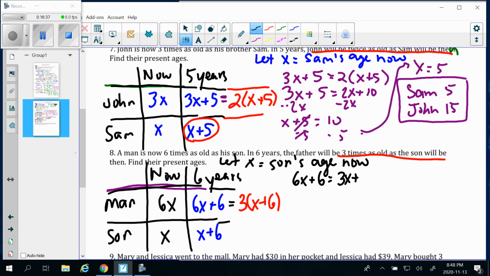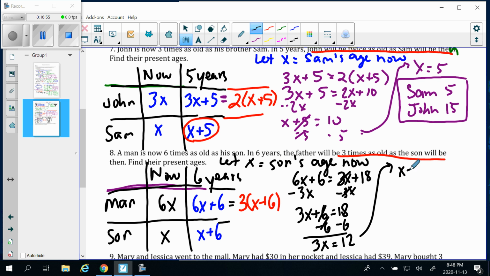3x plus 18, and then minus 3x. 3x plus 6 is 18. So this is 3x is 12. So x has to be 4. So we're looking for their present ages. So we know that the man is 6 times that. So the man is 24 years old, and then the son is going to just be 4, like so.